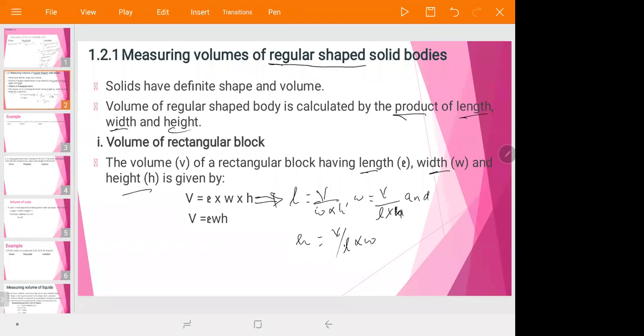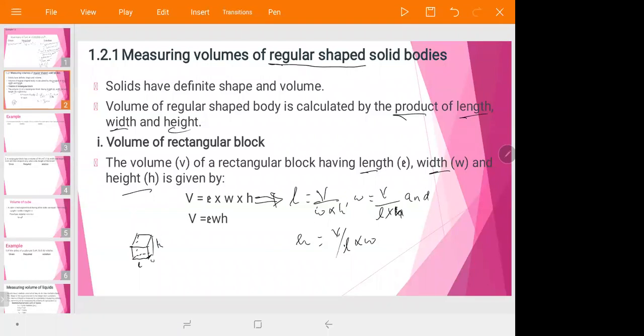You know what rectangular block means? Sorry, because my figure is too small. This one is, for example, a rectangular block. This one is its length, this one is its width, and this one is its height.